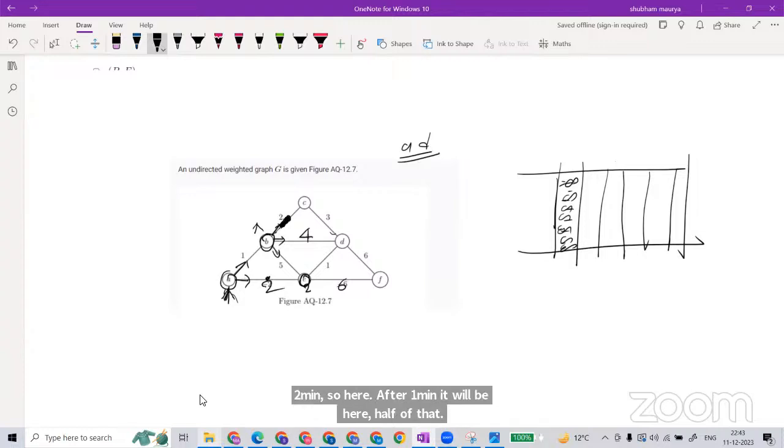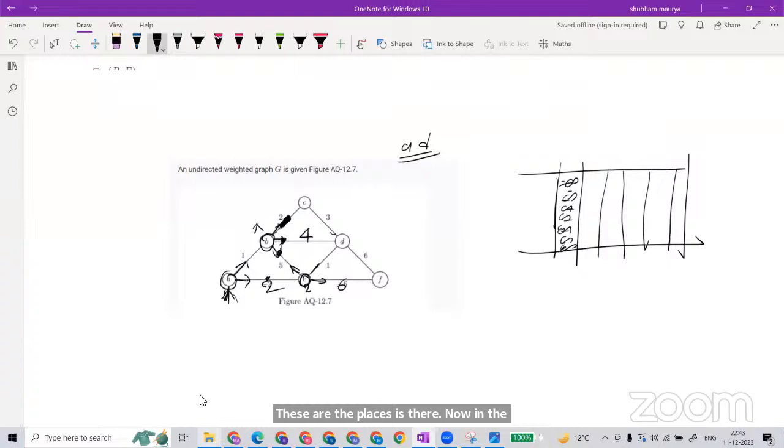And here, after 1 minute, it will be here, and after another minute it will be here. So these are the places. Now in the next minute it will start moving in these three directions. So after just a minute the fire will be here. Okay, and in the next 2 minutes the fire will be here, and here, everywhere is 2 minutes.